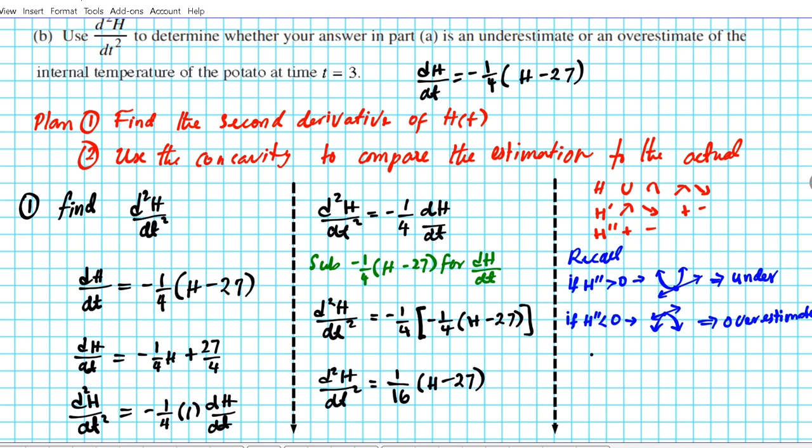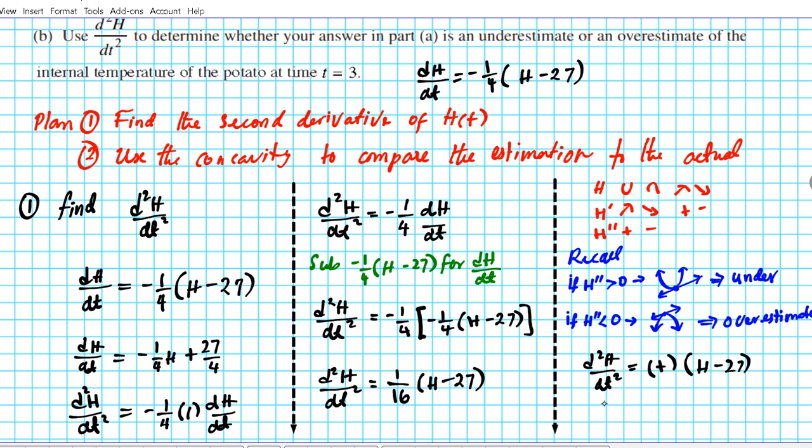So d squared h dt squared, we know that, well, 1/16 is positive, right? But how about h minus 27? Well, originally in the problem, we were told that h is greater than 27 for all t greater than 27. Okay, so h is greater than 27, so we have positive times h minus 27.